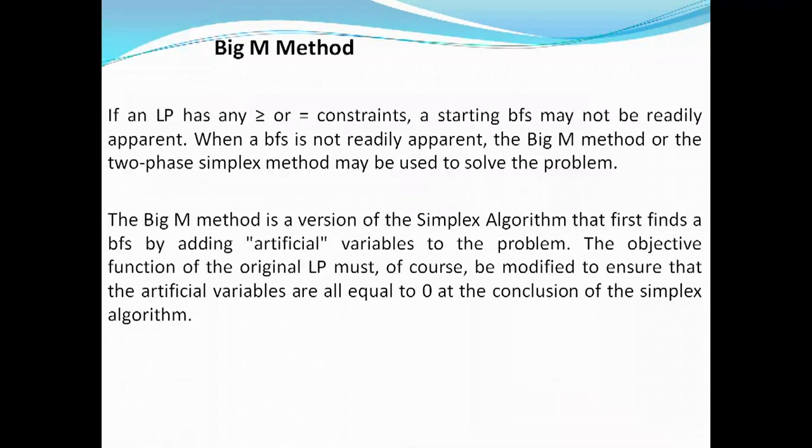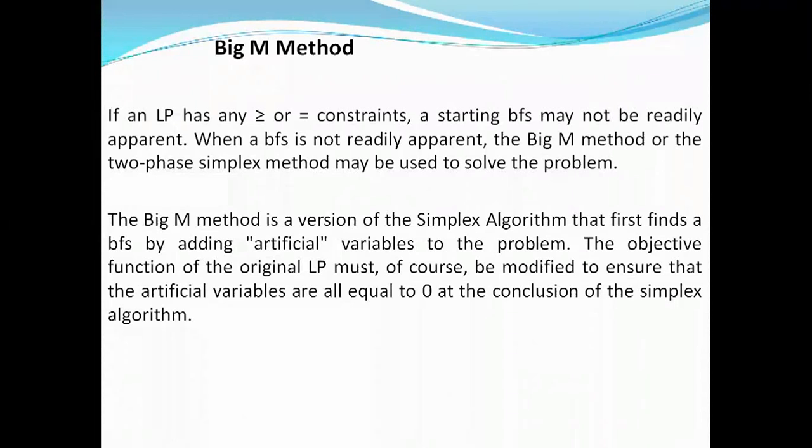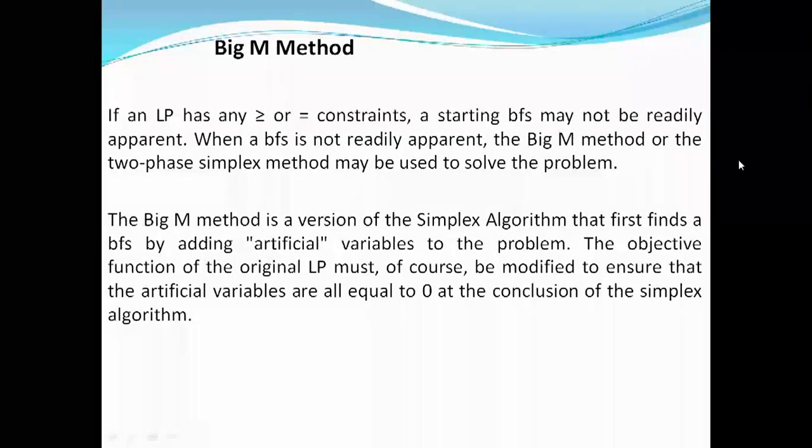In linear programming, here LP represents linear programming. If there are constraints such as greater than or equal to, or equal to, the other sign, that is less than or equal to, is not taken at all. So that less than or equal to plays a major role in this Big M method.